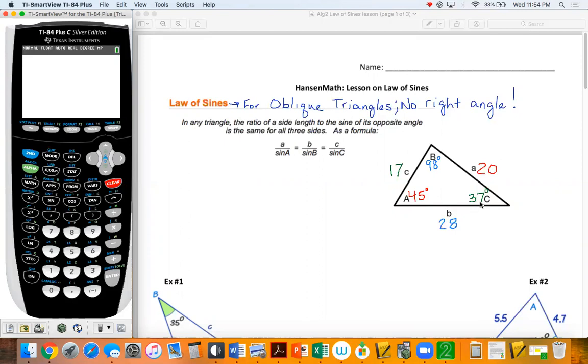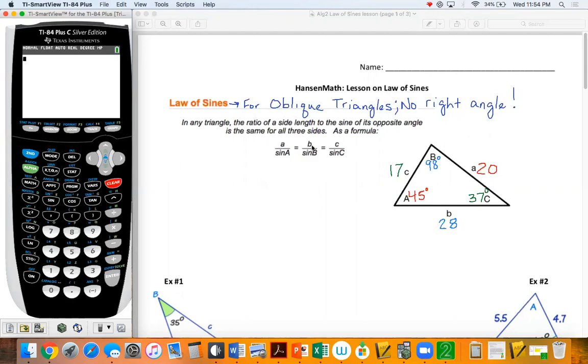So you might say, well, Mr. Hansen, you swore to me that you can't do sine, cosine, and tangent unless you have a 90-degree angle. And I'll show you where this is all coming from at the end of the lesson. I'll do an informal proof on how this formula was derived. But suffice to say that the law of sines is designed to work for oblique triangles, no right angle. So this will be another tool in your toolbox.